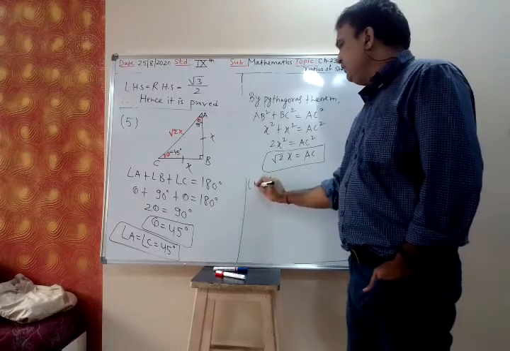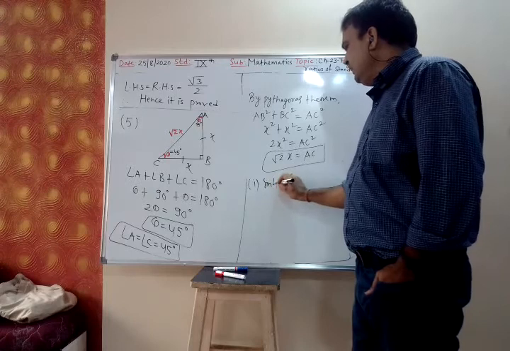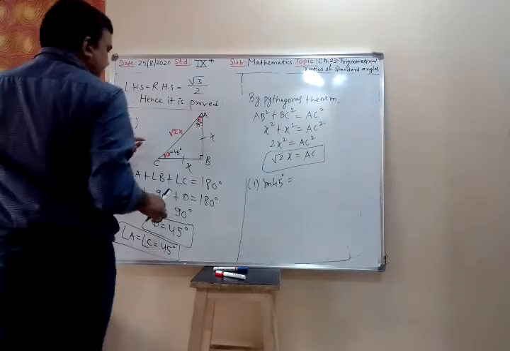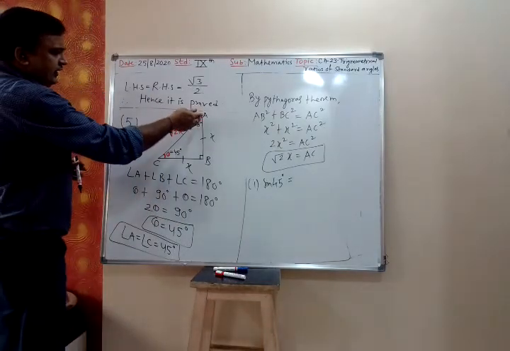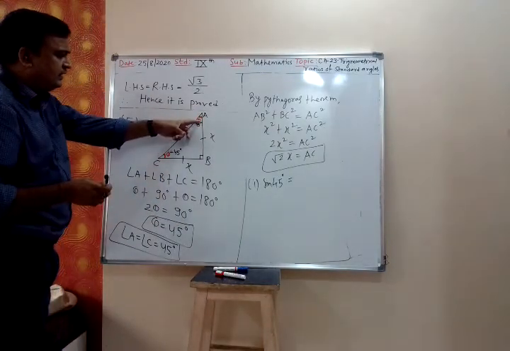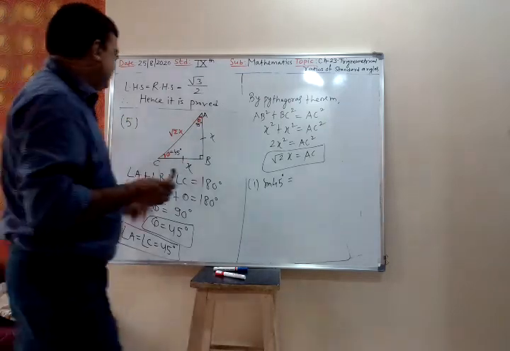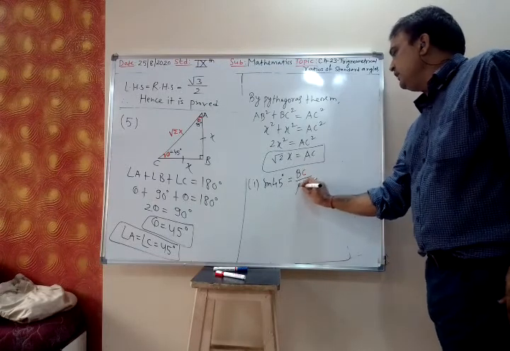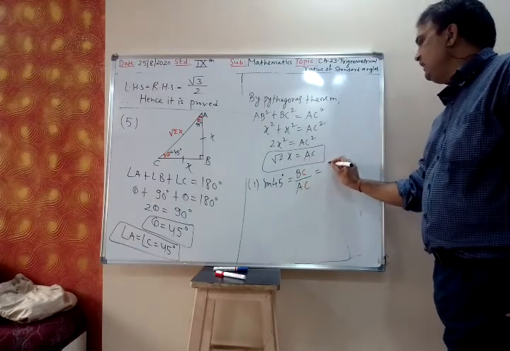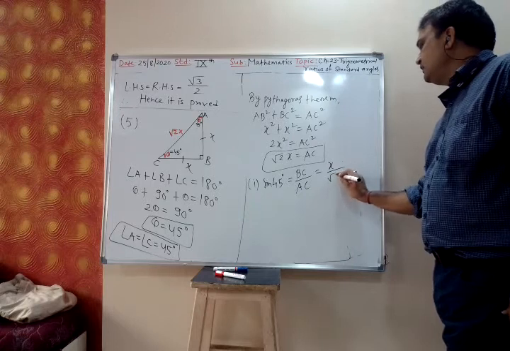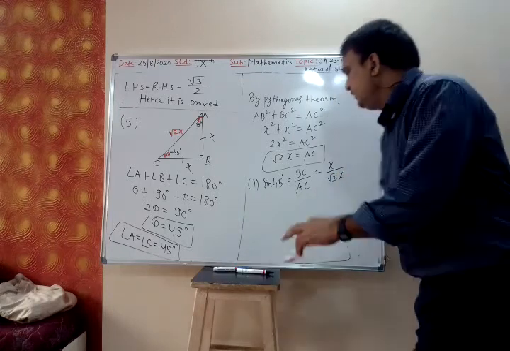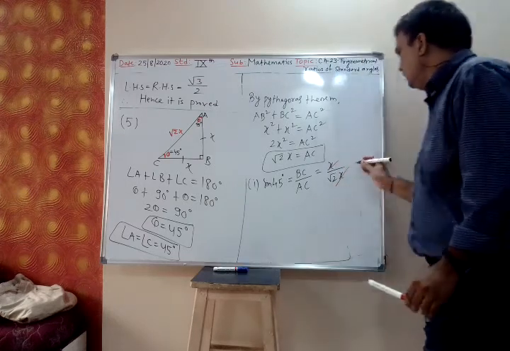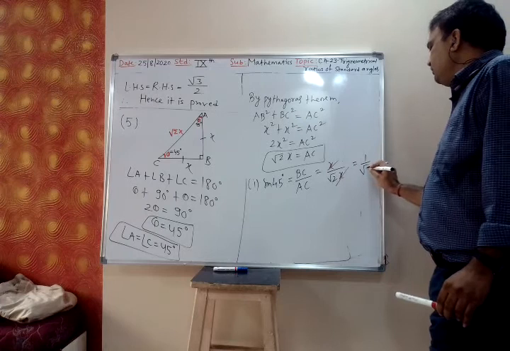Now we find sine 45. You can take 45 as either this angle or this angle. What is sine 45? Opposite upon hypotenuse, BC upon AC. BC is x, AC is root 2x. X gets cancelled, and that is 1 upon root 2. So sine 45 is 1 upon root 2.